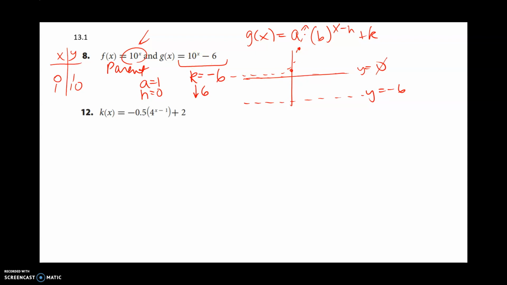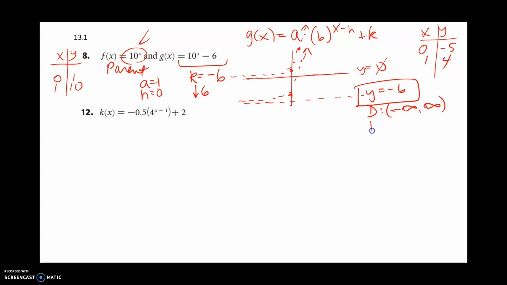So if I made a table for the new graph, it says 0, -5, and 1, 4. So it just moves down 6 units. Okay, so here is my horizontal asymptote. My domain, as it is for every exponential function, is all real numbers. My range is from -6 to infinity.